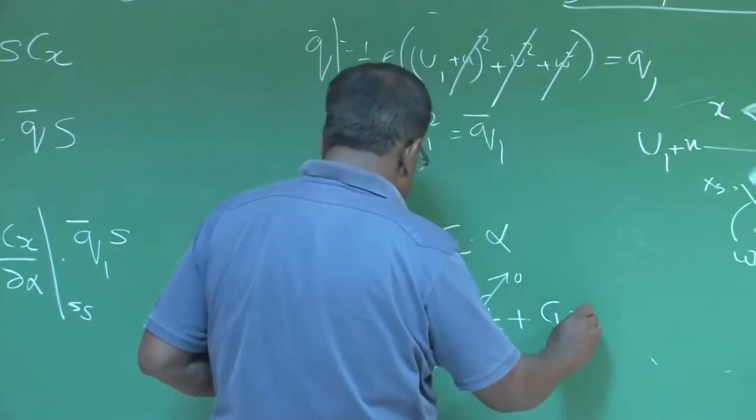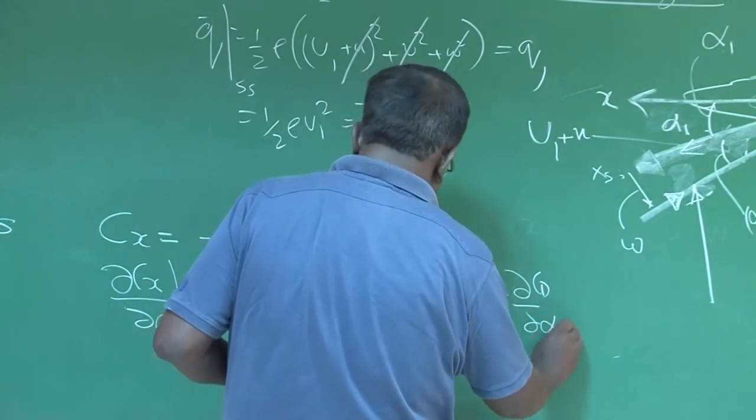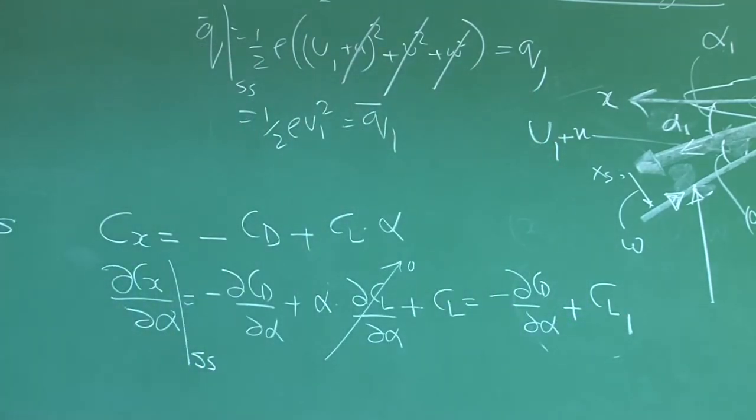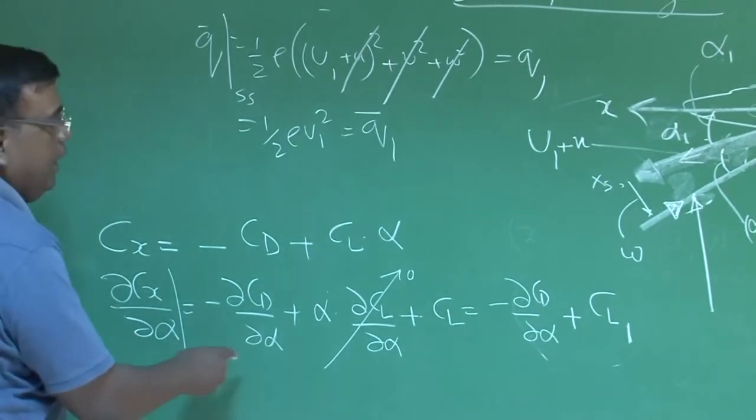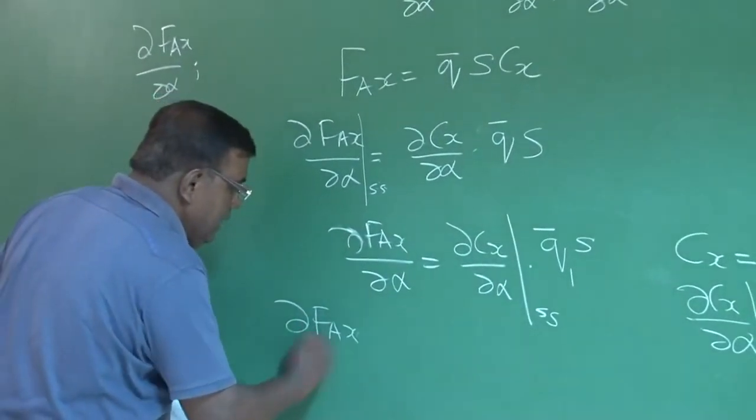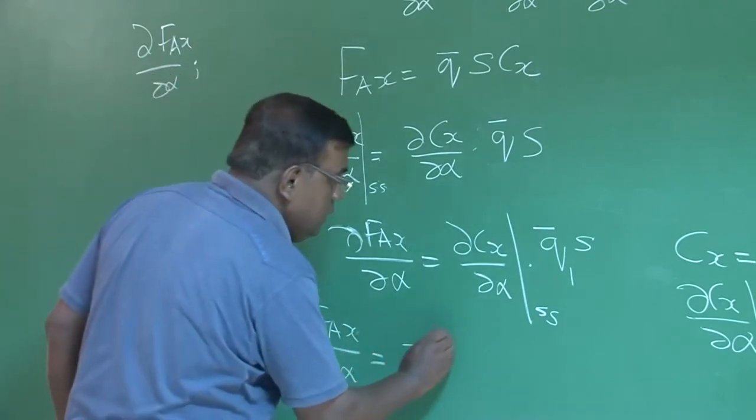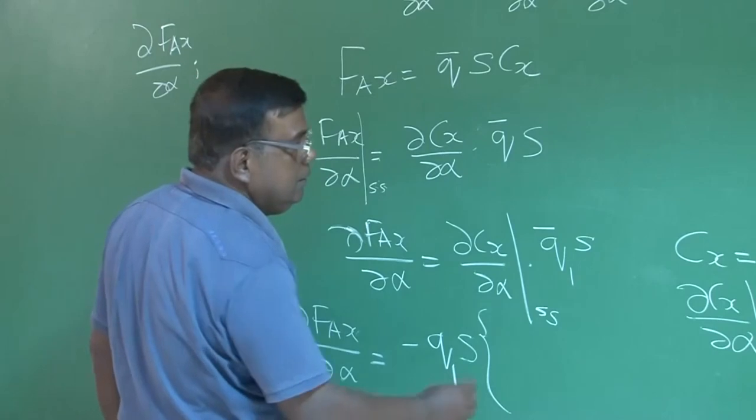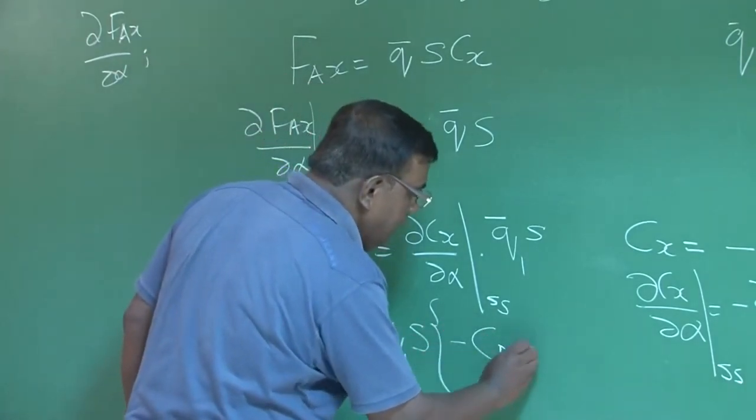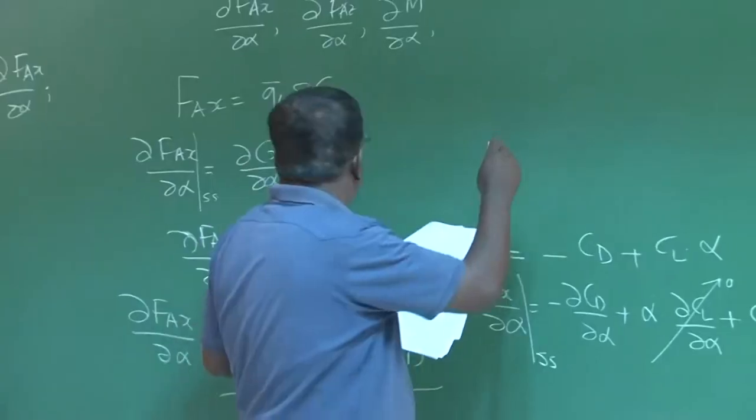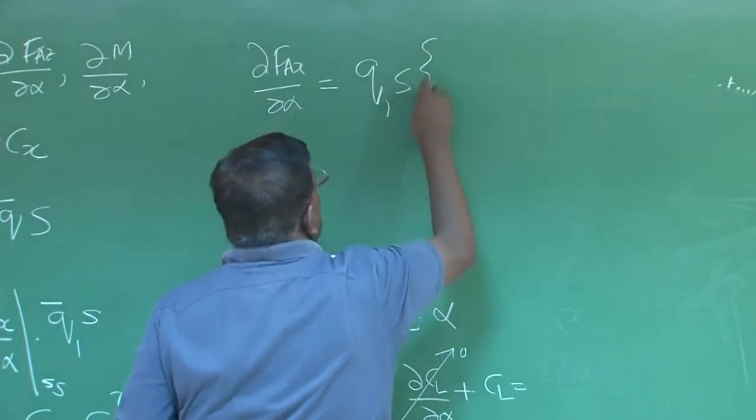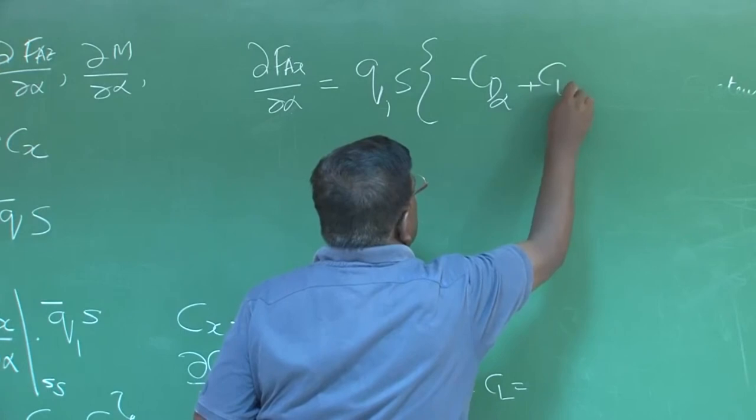So at steady state, I get minus dCd by d alpha plus CL, but CL at steady state, so CL1. So what do you get? The expression of dCx by d alpha as minus dCd by d alpha plus CL1. So dFax by d alpha becomes q1 S times dCx by d alpha, so it is minus Cd alpha plus CL1. This is the expression. So now we see dFax by d alpha as q1 S times minus Cd alpha plus CL1.